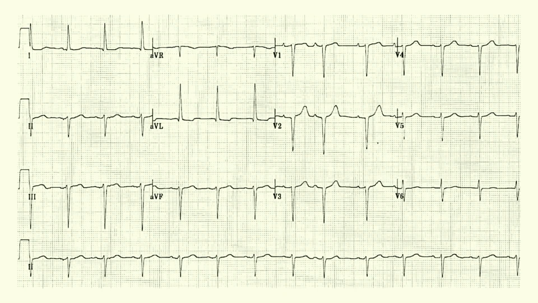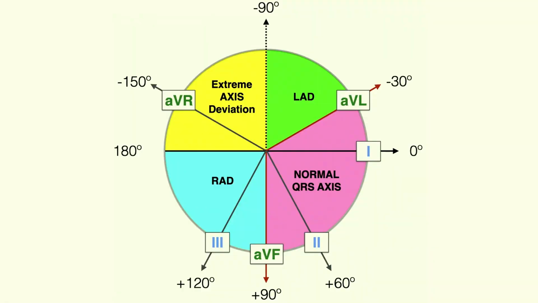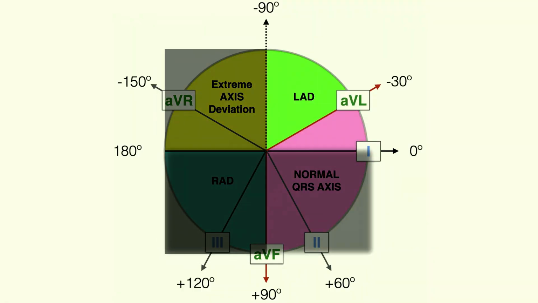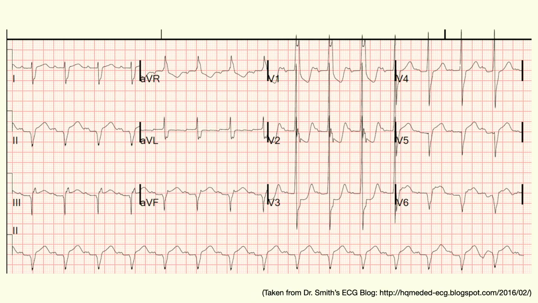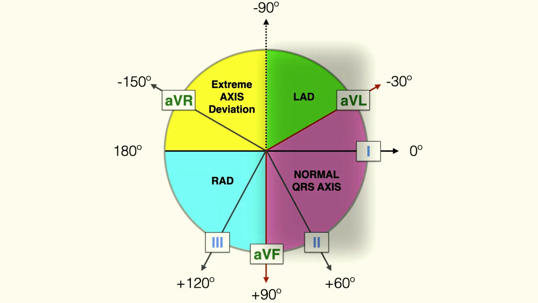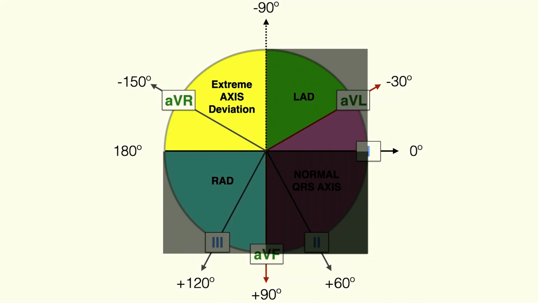Here's another example, just for practice. Lead 1's positive, F's negative, 2's negative. OK, so that 1's positive, F's negative, left axis deviation. That's actually a left anterior fascicular block. I think I have one more here. OK, so lead 1, negative. Lead AVF, negative. All right, we're in this extreme territory, extreme axis deviation.